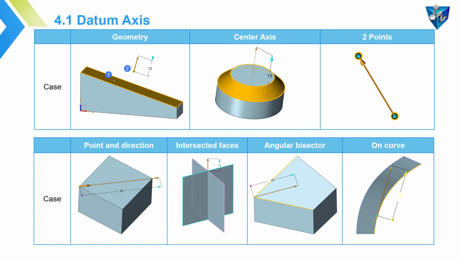So first one is datum axis. In mechanical design, we often need to create datum axis, which will make our work easier. In ZW3D, there are 7 ways to create it: by geometry, by face center, by 2 points, by points and direction, by intersected faces, by angular bisector, and also on curve. You can quickly go through this page, and later I will show you directly in the software.